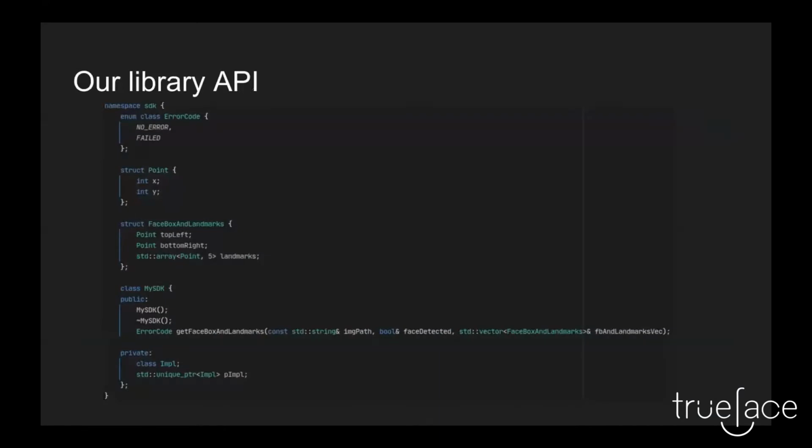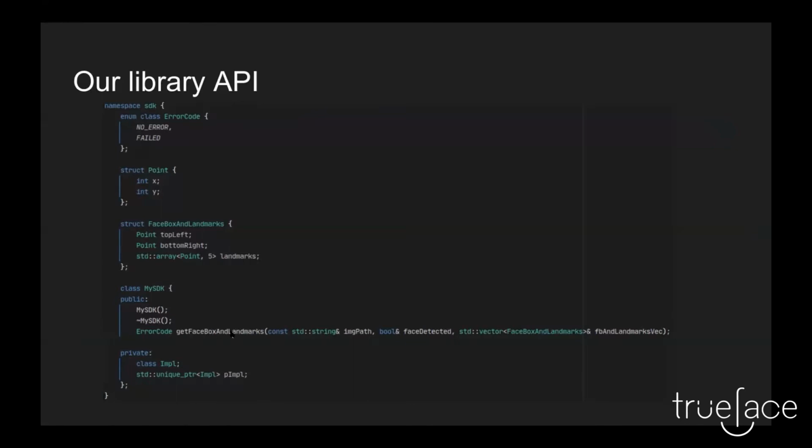So now we're going to talk about our actual library. Since I'm a very creative person, I decided to name my library my SDK. So this is what our API looks like. We have a few structs in our namespace. We have a single enum. And then we have one public-facing member function called getFacebox and landmarks.